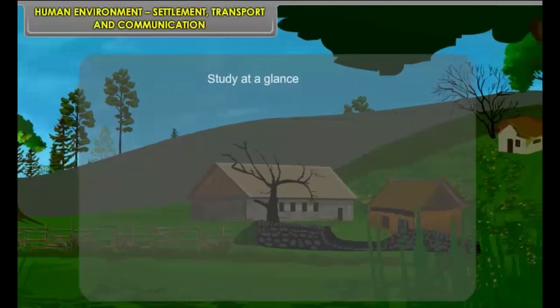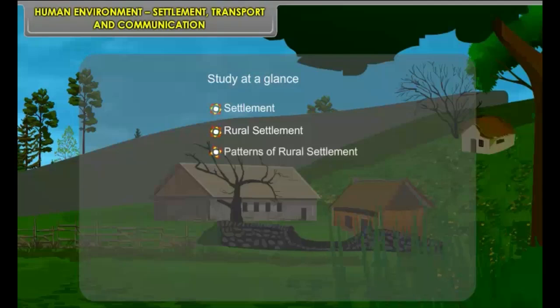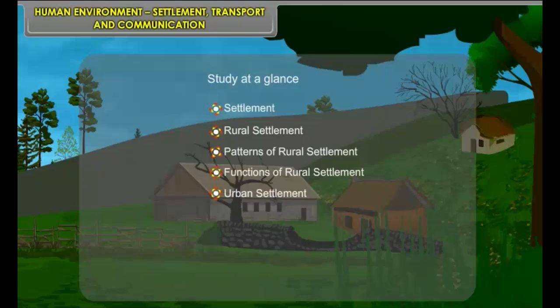Study at a glance. Settlement, rural settlement, patterns of rural settlement, functions of rural settlement, urban settlement, transport, communication.